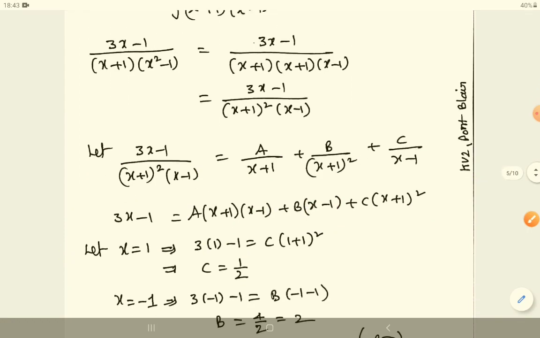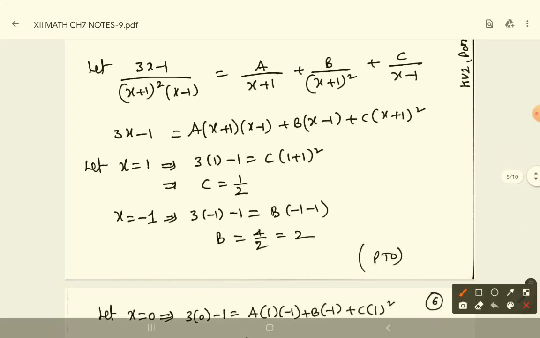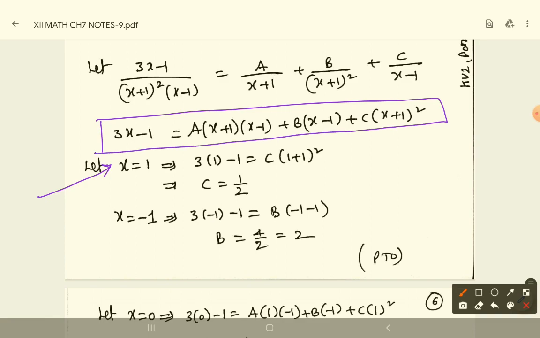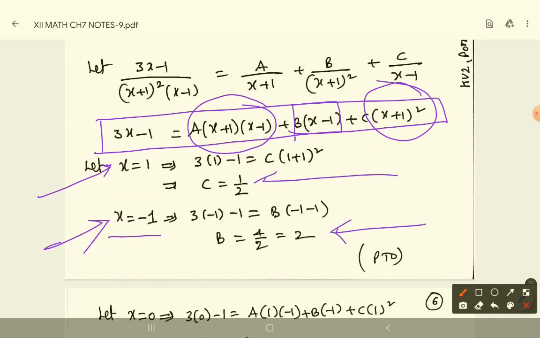Why should I take x is equal to 1? I can take any value, but I am taking x is equal to 1 for my convenience, as some of the factors become 0. That is the reason. Next, take x is equal to minus 1. If I take x is equal to minus 1, this will become 0 and this will become 0. I can find the B value. I get B value as 2, C value as 1 by 2.